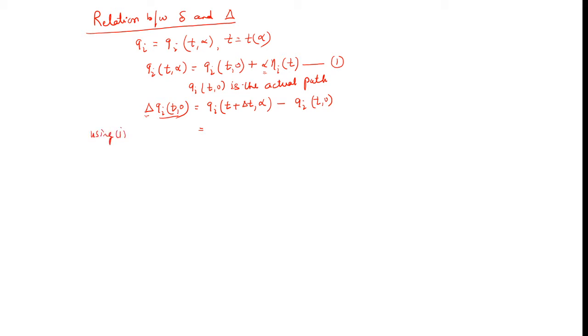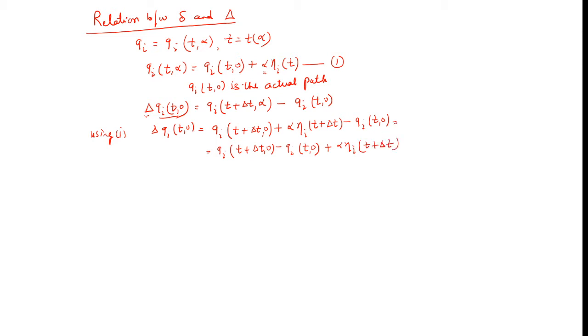Using 1, delta Qi at T0 becomes Qi(t + delta t, 0) plus alpha eta i(t + delta t). I will keep it like this. Now again Qi(t + delta t, 0) minus Qi(t0) plus alpha eta i(t + delta t). I have written this term here.